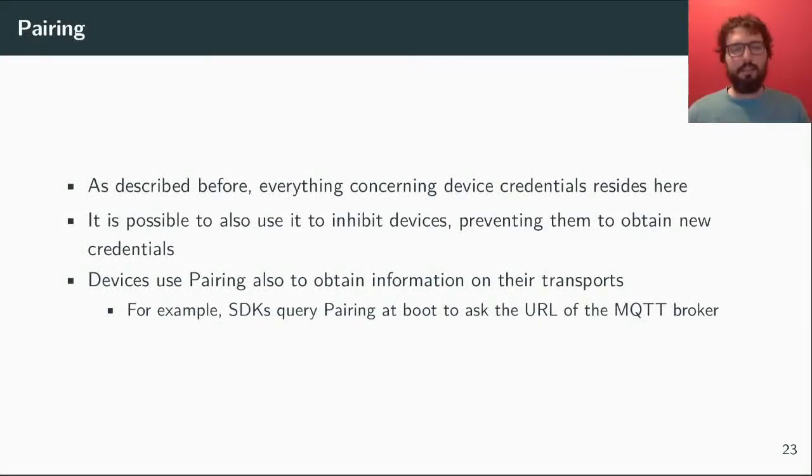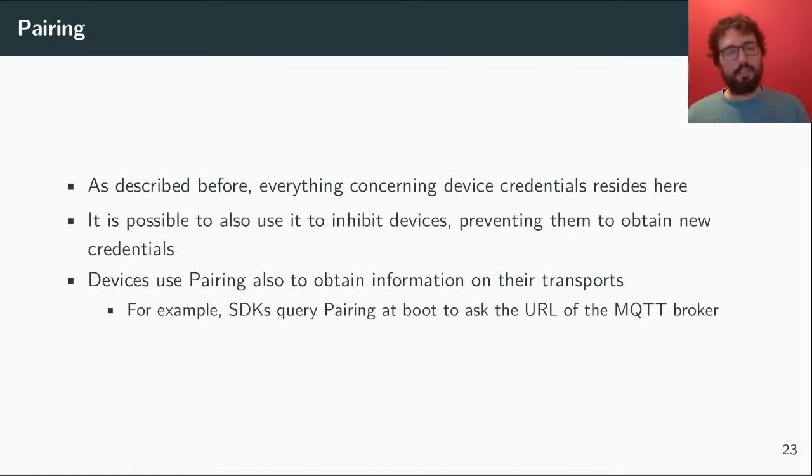Pairing API is the part we described before. So it's the component which is responsible for everything concerning device credentials. You have two subdivisions of the API. There is the agent part, which is the one used to register the device, and then the device part, which is the only API of Astarte which is targeted by devices and not by users.